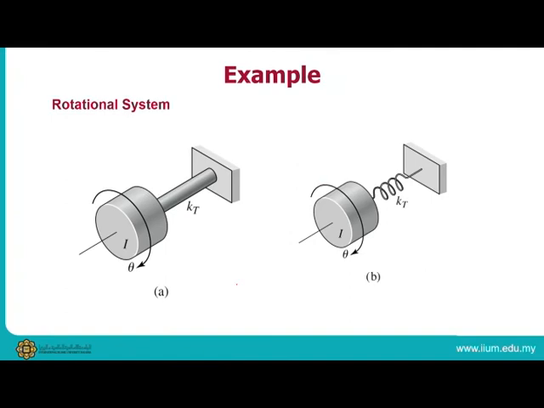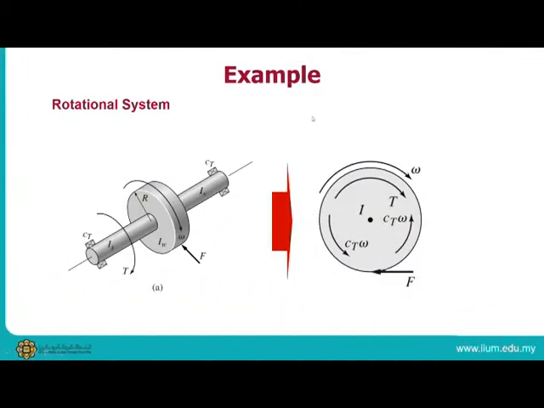So there's another example, for a rotational system. You've got a bar here, rotating in the theta direction. Even though you do not have a spring here, you can represent this bar as a spring, as shown here. If you want to calculate the torque, the torque should be equal to kt theta, because there's no theta on the other end. So basically this is the equation for this system.